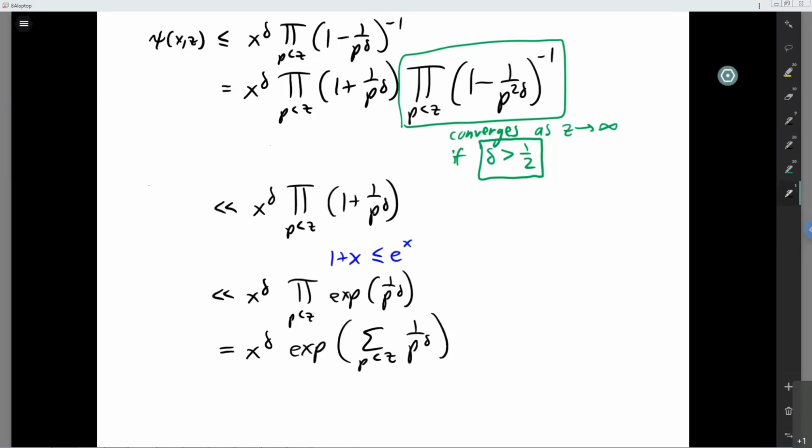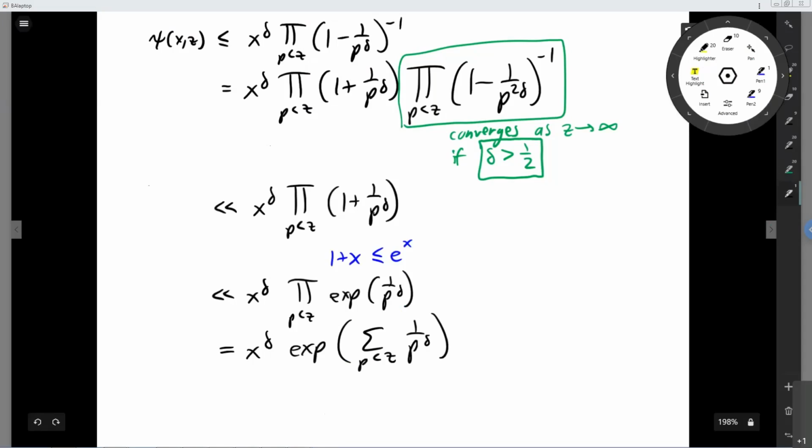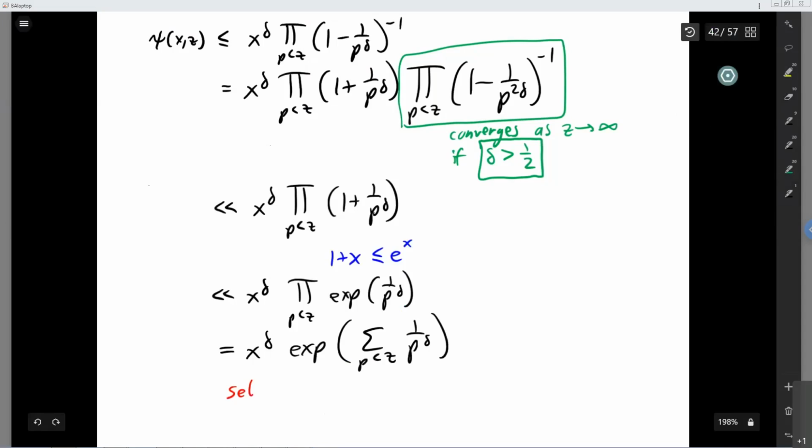All right. And so what will we do with this? We're going to define a few things. We'll say delta is 1 minus eta, with eta small, to ensure that delta is bigger than 1/2. This way, p to the negative delta can be written as p inverse e to the eta log p.